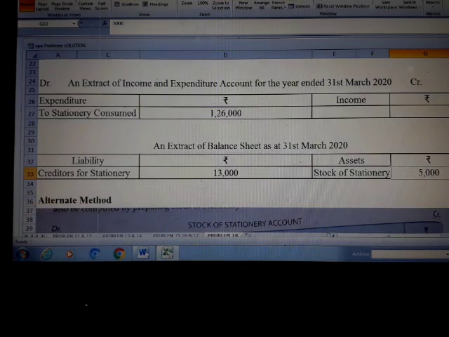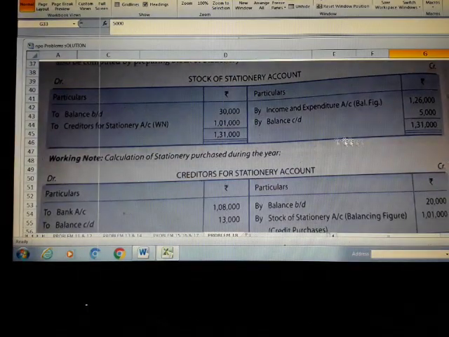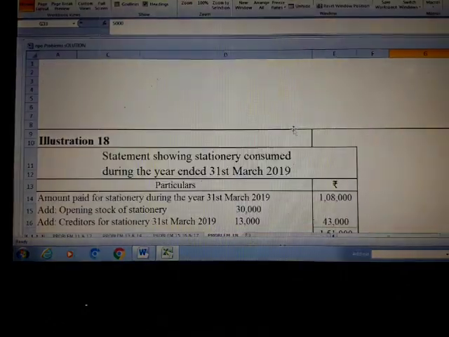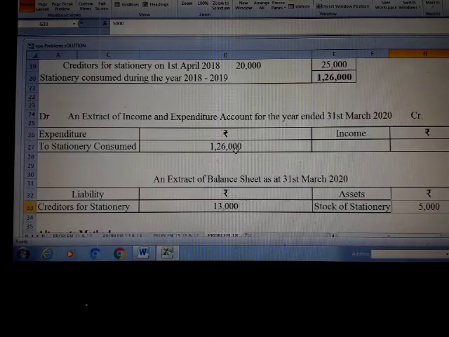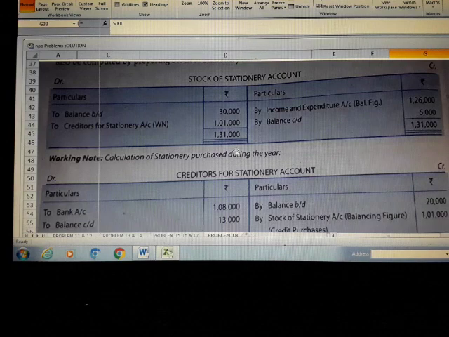But we do have an alternate method to do the same problem. What is that? The stationery account is opened in a ledger format. Here we open it in a table format, but we can open this even in a ledger format. When you prepare the ledger format, you have to ensure that stationery is what? It is an asset. So all assets will show what balance? They will show a debit balance. So the opening balance of stationery for the year will show a debit balance. So 'to balance brought down', the value is documented as 30,000.